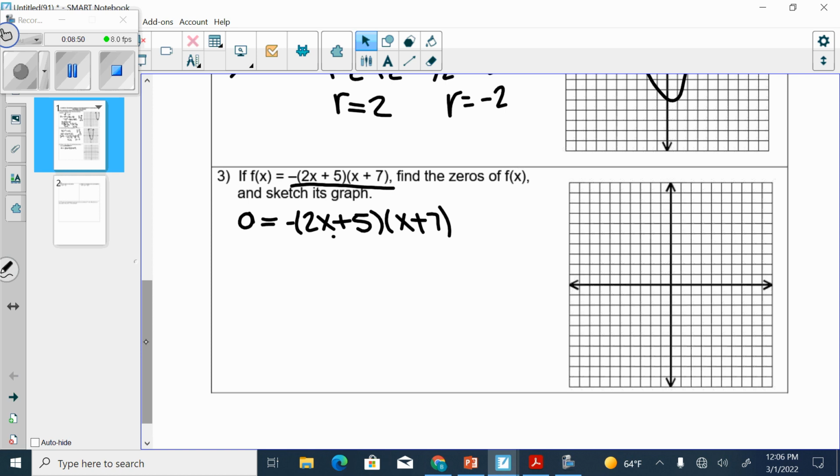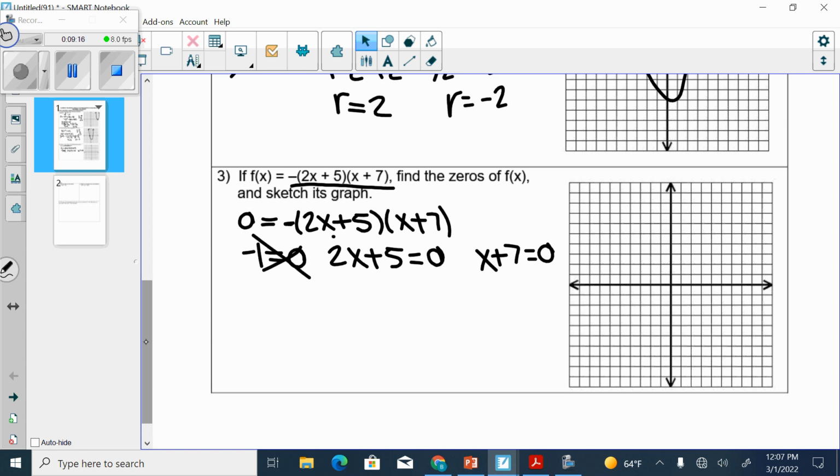Very good. So I have this negative out in front. Remember, that's like having a negative 1. So I have negative 1 equals 0. And then I have 2x plus 5 equals 0. And then I have x plus 7 equals 0. All right, well, does negative 1 actually equal 0? So we don't want this solution.